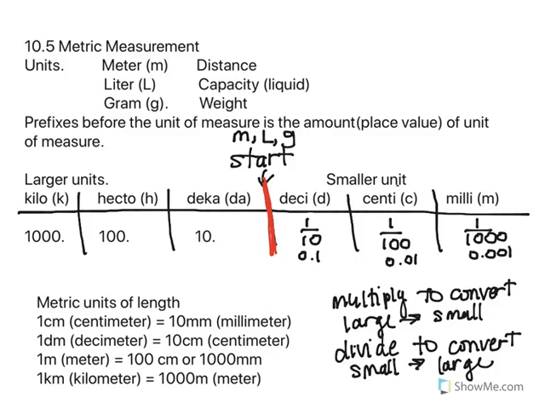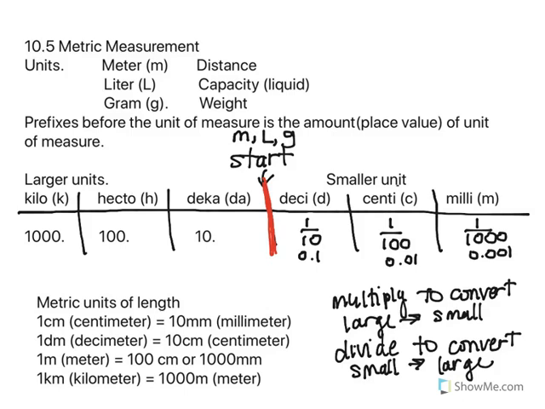A kilo would be the same as our thousands place. A hecto is 100. A hecto would be the same as our hundreds place. The deca is the tens place. And then 1 meter, 1 liter, 1 gram would just be your ones place. Then you have deci. Deci is 1/10, kind of like our tenths place. Centi, like in centimeter, is 100th, and milli is 1,000th.